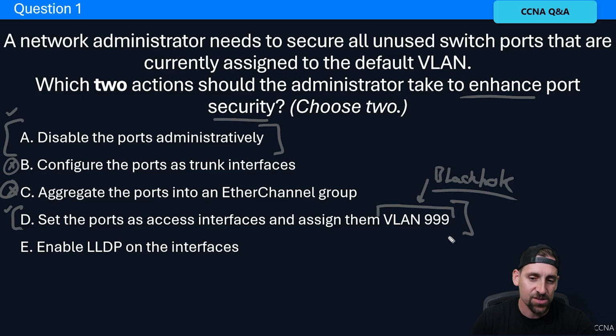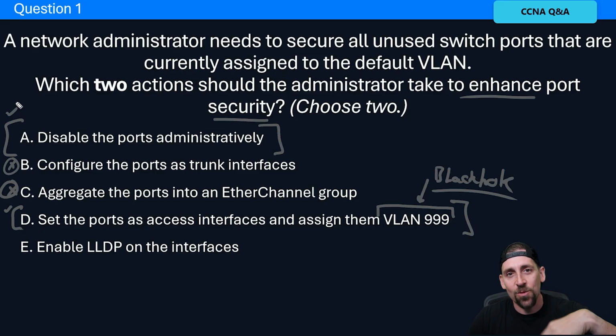So we have to go down to the last one here. The last one is E, enable LLDP, the Link Layer Discovery Protocol, on the interfaces. LLDP allows devices to autonomously, to some extent, determine what other devices they are connected to, specifically network devices. So enabling the Link Layer Discovery Protocol is actually going to make this less secure as well.